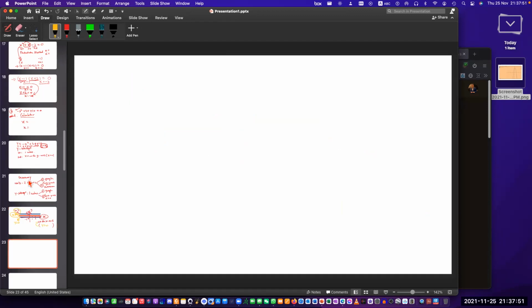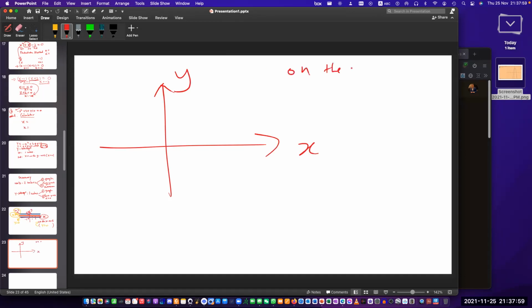What's the meaning of the y-axis? So this is your y-axis, this is your x-axis. What's the meaning of on the y-axis? There are some students who say, oh, I cannot remember. I don't know whether it's y equals to 0 or x equals to 0. I'm not sure which one. Okay, so you just test.